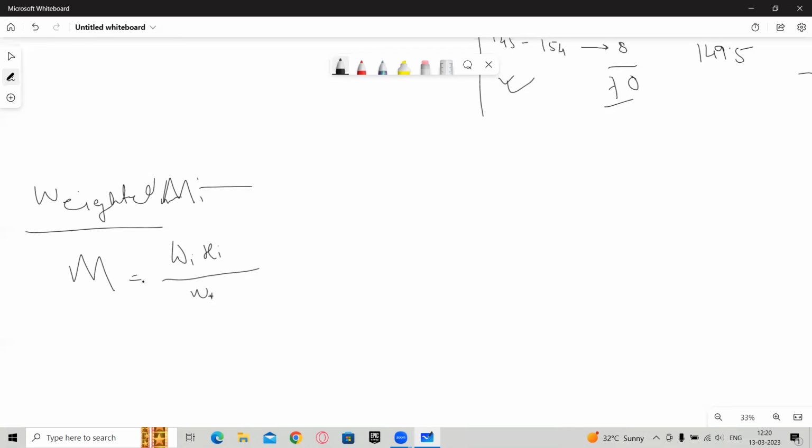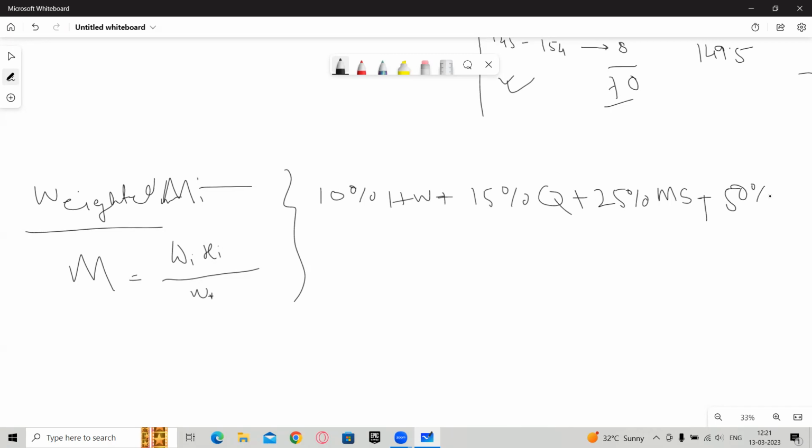Create one simple example. Suppose in your one year, 10% depends on your homework, plus suppose 15% depends on your quiz. Next, suppose the mid semester has a weight of 25%. The total so far is 10, 15, 25, which is 50, so 50% is your final assessment. This is represented in your total weights.